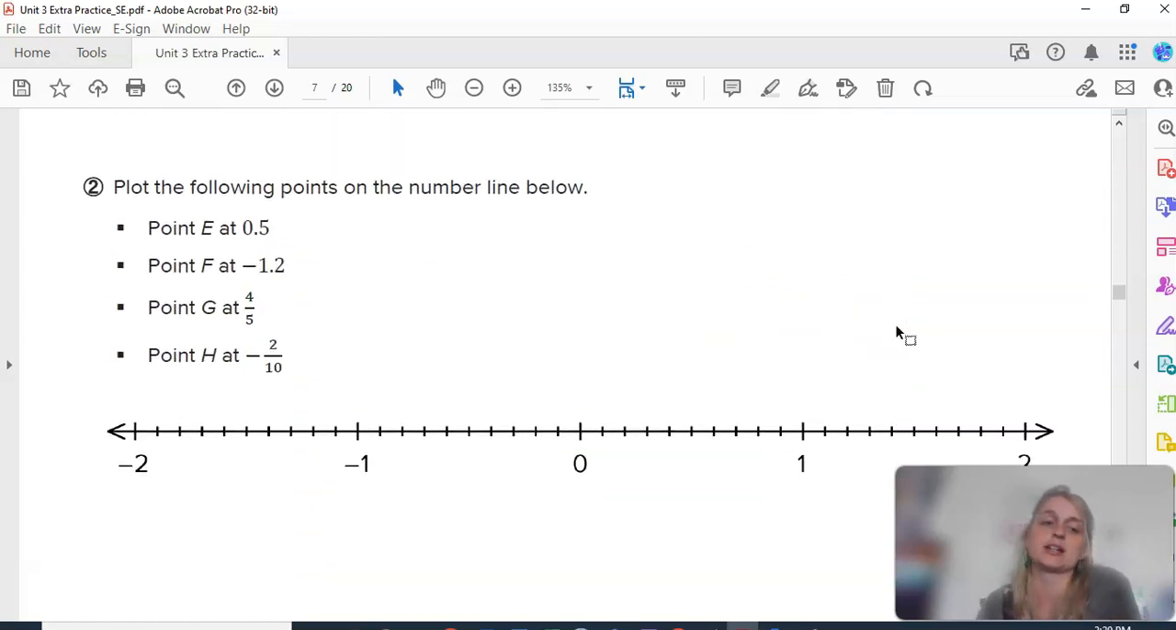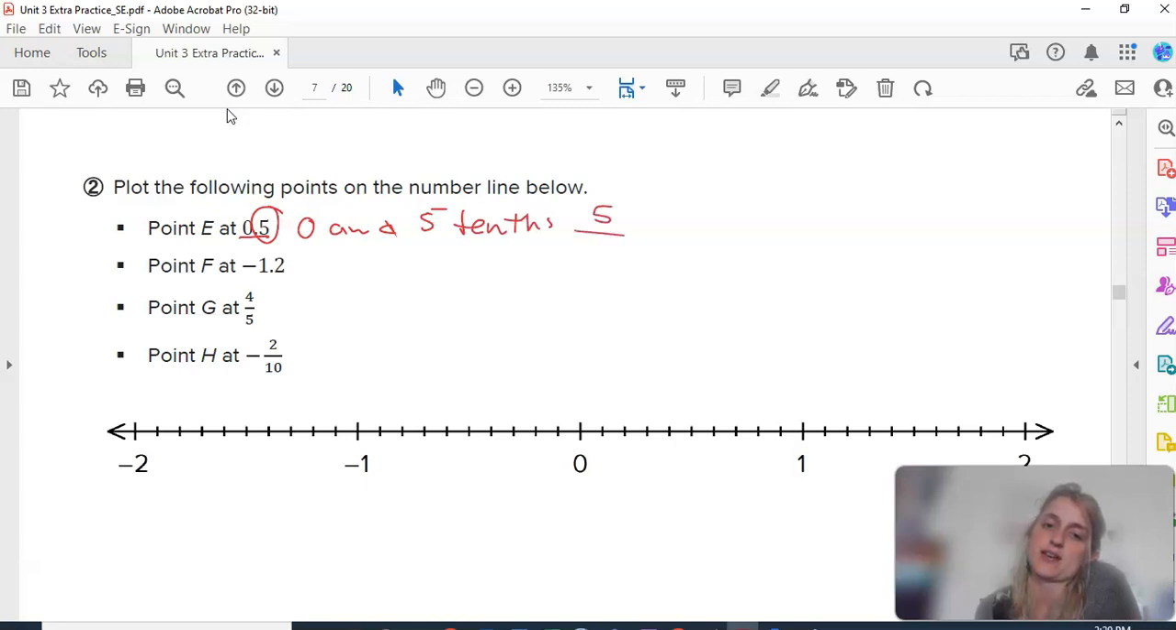Plot means put a dot and write that letter. So this says plot a dot at 0.5. We say 0.5, we say 0 and 5. What place value is this? The first one after the decimal, tenths.